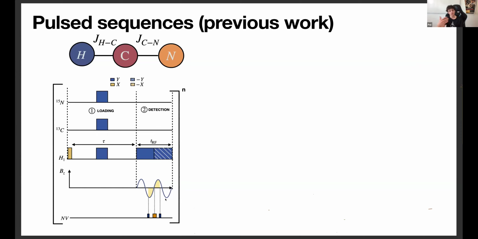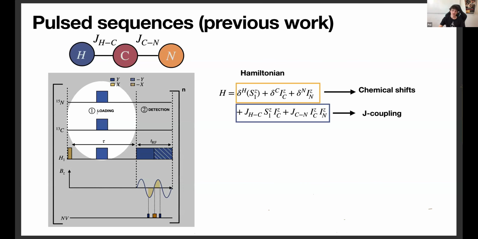This does not matter, but what matters is that the phase accumulated by the NV ensemble will depend on the amplitude of this emanated magnetic field from the hydrogens, which at the same time depends on the evolution here. Okay, so this is what I just said.